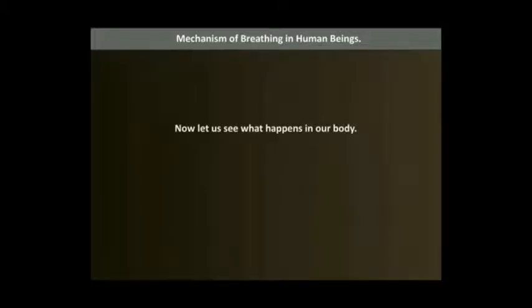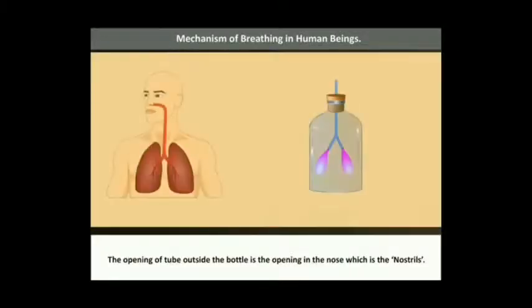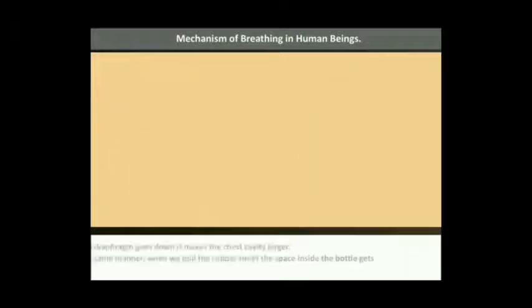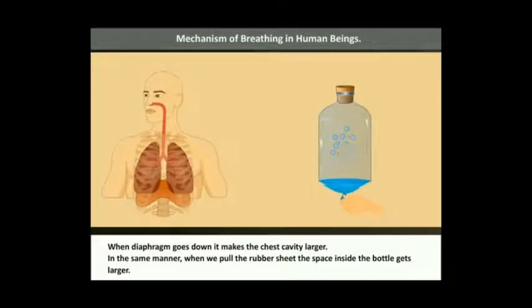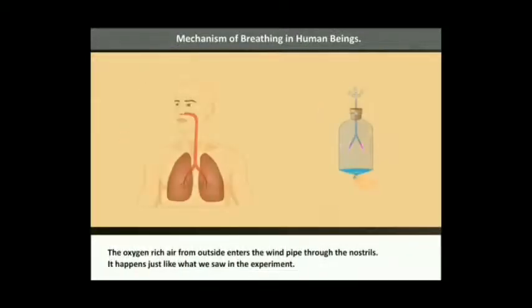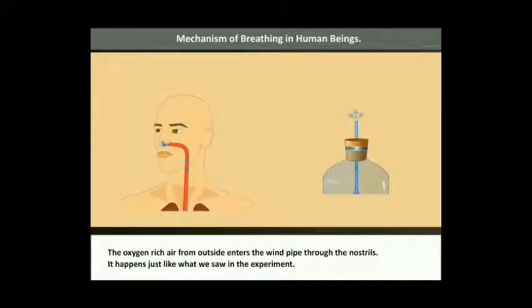Now let us see what happens in our body. The opening of the tube outside the bottle is the opening in the nose, which is the nostrils. When the diaphragm goes down, it makes the chest cavity larger, in the same manner as when we pull the rubber sheet, the space inside the bottle gets larger. The oxygen-rich air from outside enters the windpipe through the nostrils. It happens just like what we saw in the experiment.